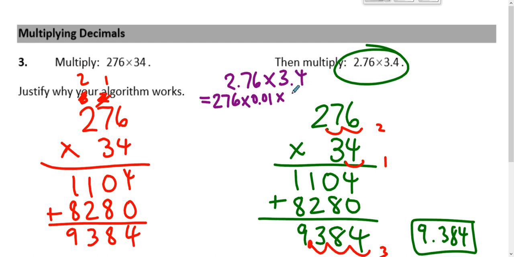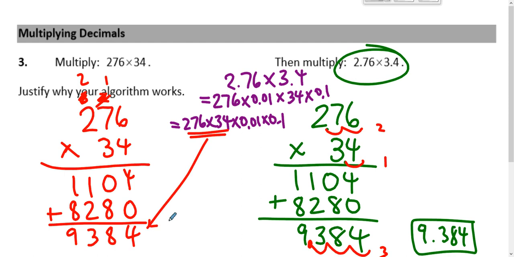And this 3.4, that's 34 times 0.1. So now I'm going to use the commutative property. I'm going to take advantage of the commutative property and say that that's this. Well, this part we already figured out. What does this part do? This part multiplies, so let's stick with it. The 276 by the 34 is 9384.